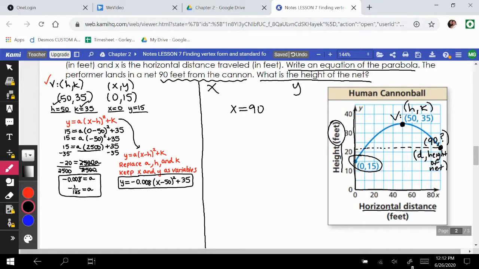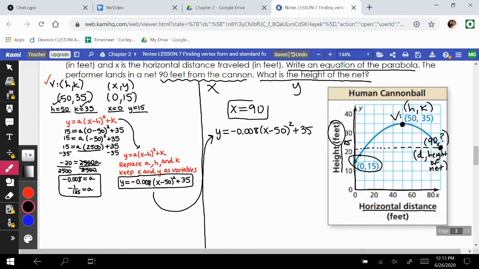This is 20, 25, 30. It looks like it goes up by 5s. So maybe like 22 or 23 might be the height of the net if I was just approximating. But let's use our equation from part A in order to get the exact answer. So I'm going to rewrite my equation. Y equals negative 0.008 (x minus 50) squared plus 35.